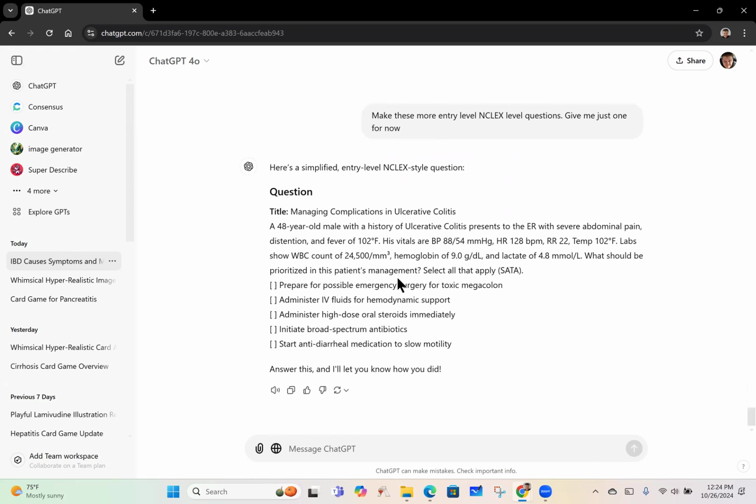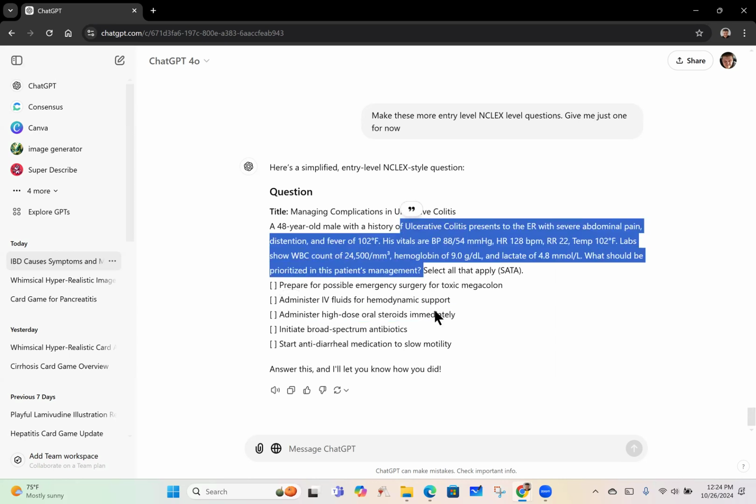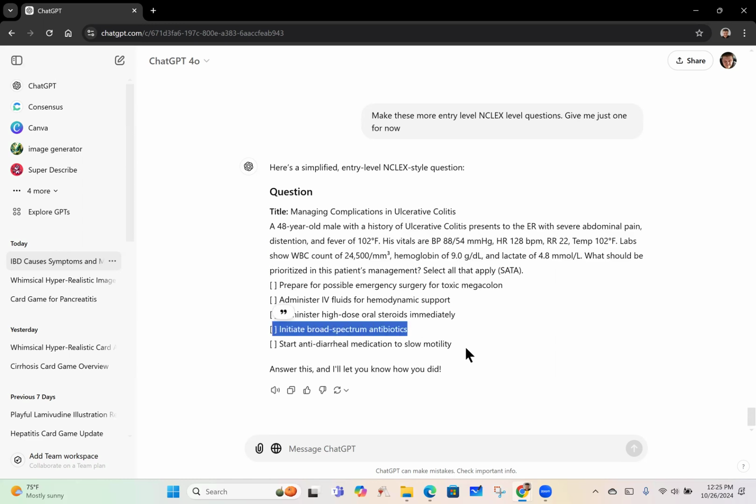Possible surgery. Yep, we said that. IV fluids. Yeah, they got low fluids. They probably had diarrhea, right? Administer high dose oral steroids immediately if they're ordered. If they're ordered, yeah. I mean, if they have ulcerative colitis, they could. I mean, that's still arguable. Initiate broad spectrum antibiotics. Yep, antibiotics are good.